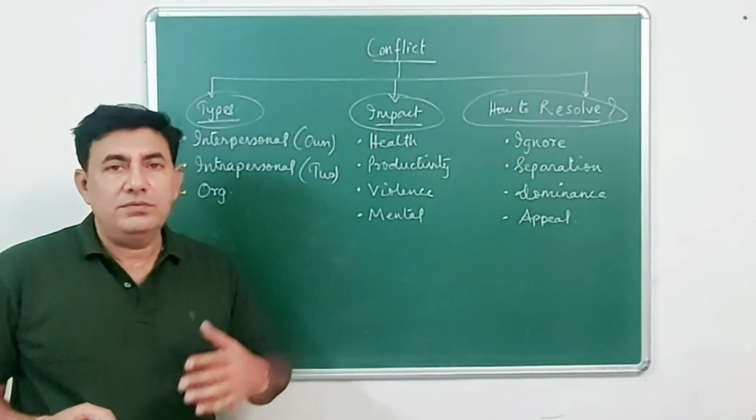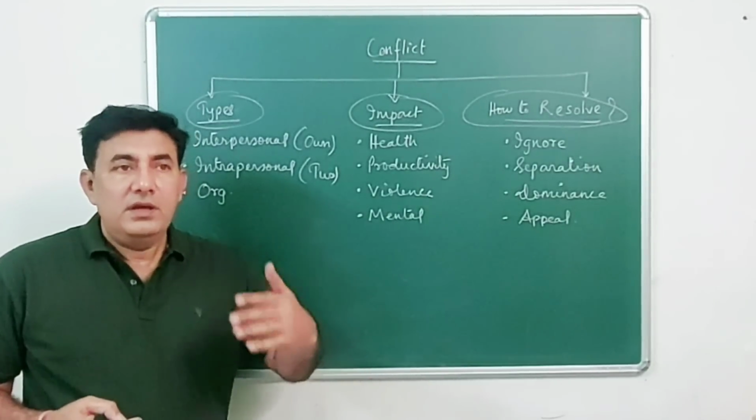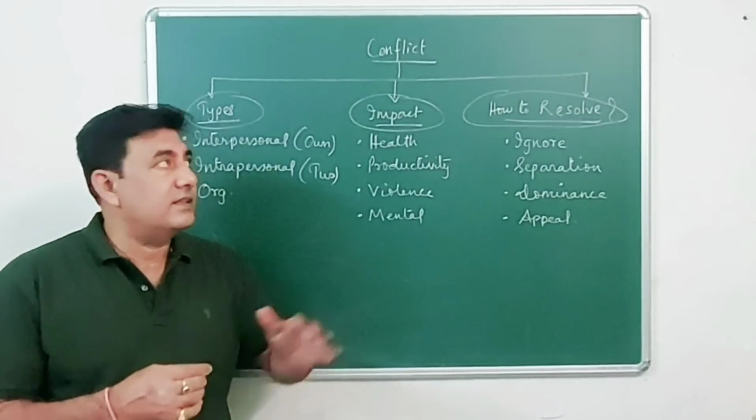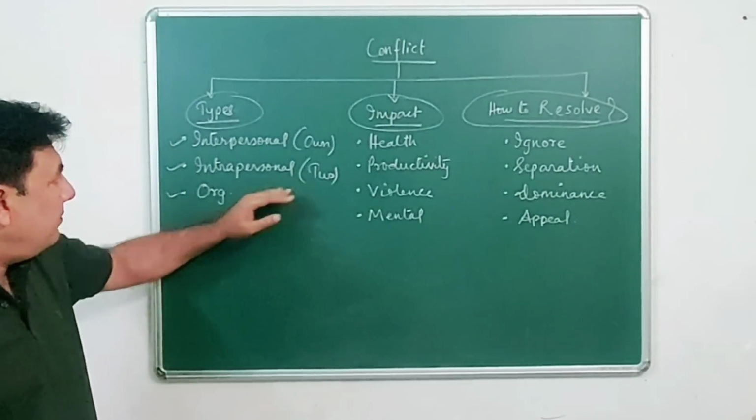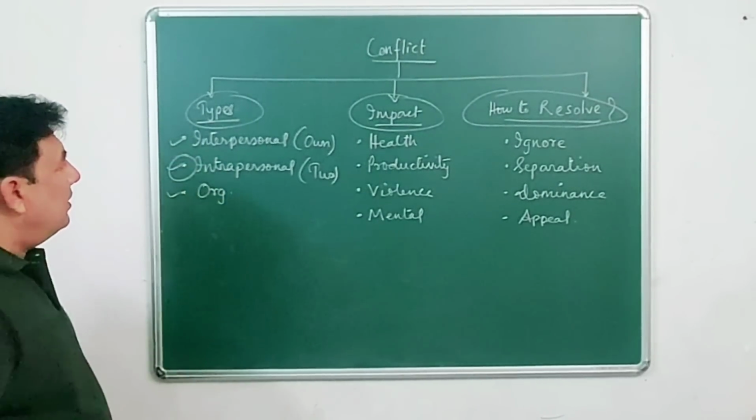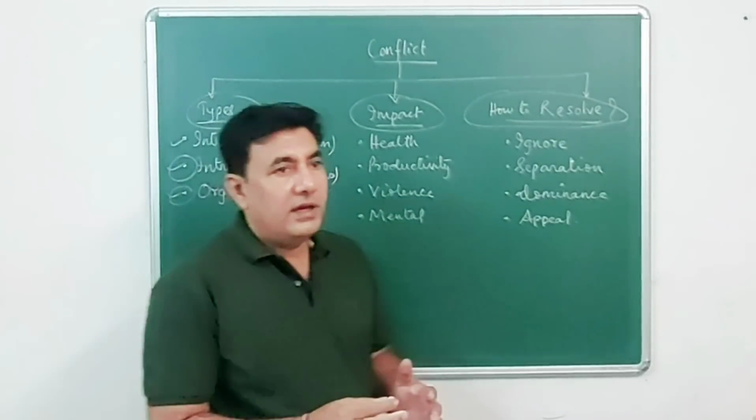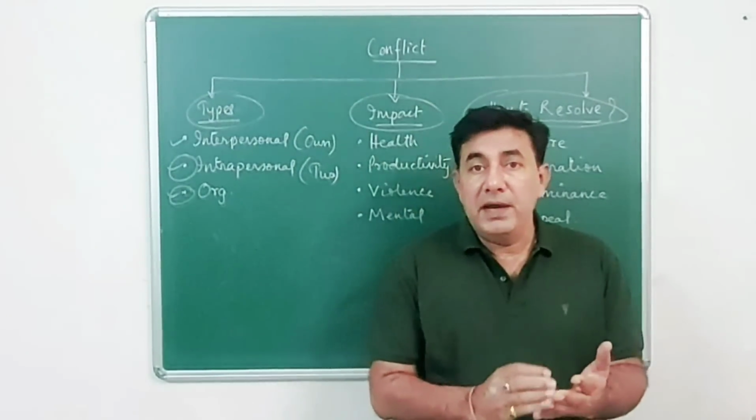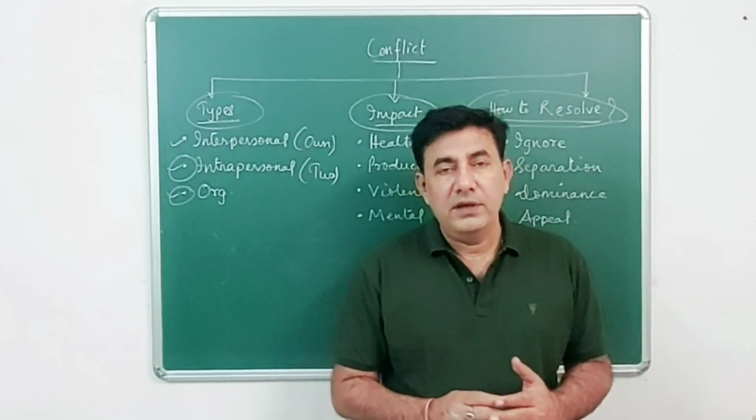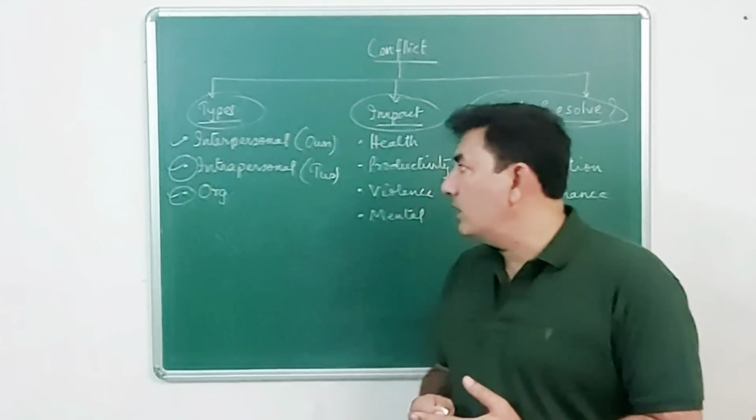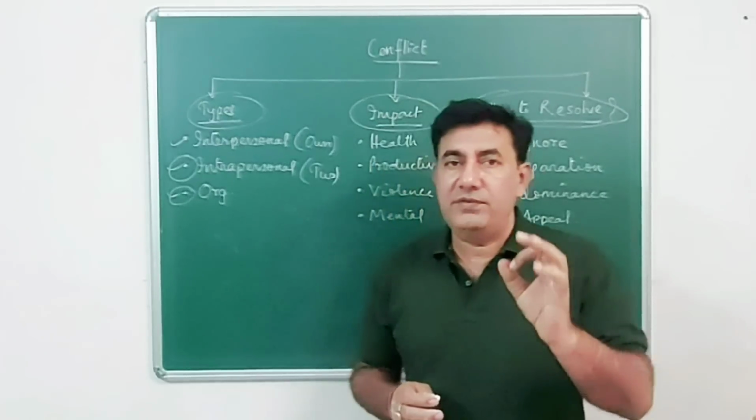We often get into conflict with others if there is a clash of interest. Conflict is a clash of interest or opinion. So this is a very common type. Then comes the organization. Sometimes there may be conflict in the organization between the management and employees. That results in strikes and lockouts. Okay, so this is also very common in the organization. So these are the three basic types of conflict.